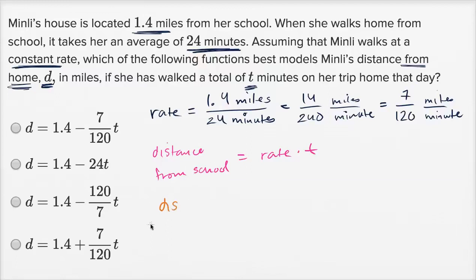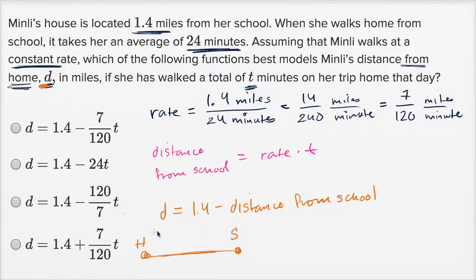So let me just write d, because this is what we care about. d, which is her distance in miles from home, is going to be 1.4 minus distance from school. And if that doesn't make sense, just think about it. If this is her home right over here, I'll write H for home. If this is her school right here, S for school, we know that this distance right over here is 1.4 miles.